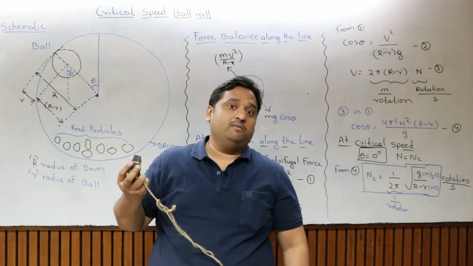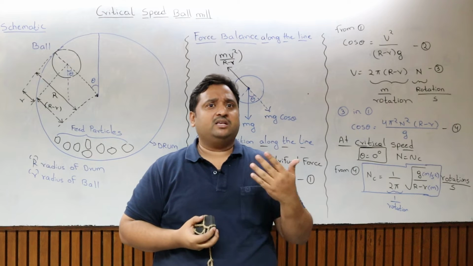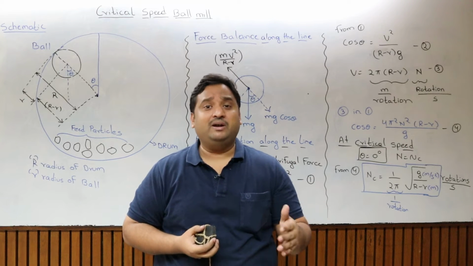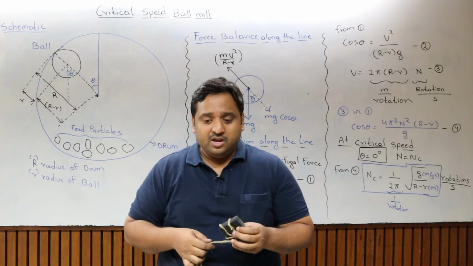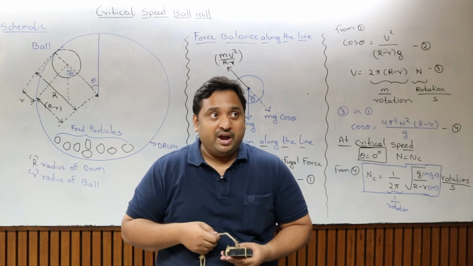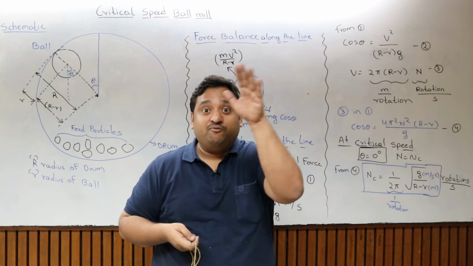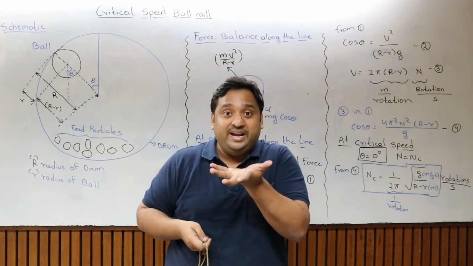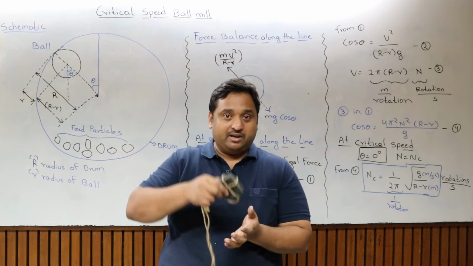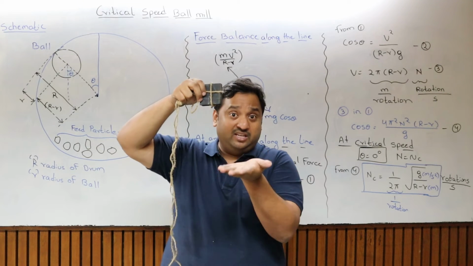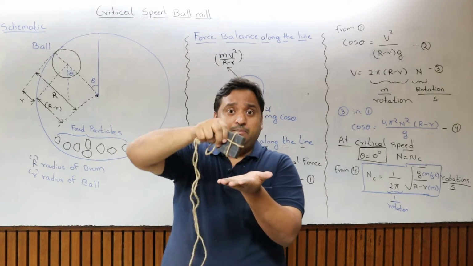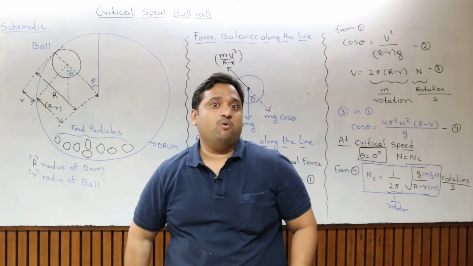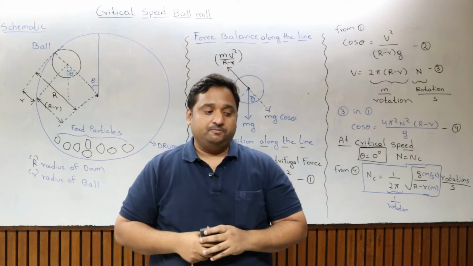This is the ball mill. Inside there will be as many balls as we can keep according to the requirement and the capacity of the mill. Today the objective is to find out at what speed I have to rotate the drum, because ultimately the feed inside the drum will be crushed. If there is a feed in this drum, the particles will be lifted and dropped. Because of this impact force, the particles will be crushed down.